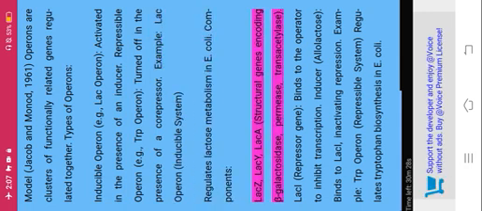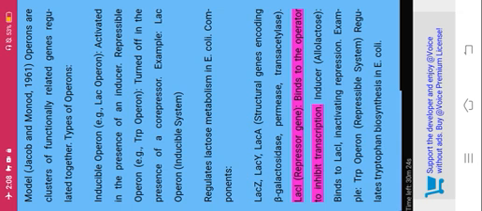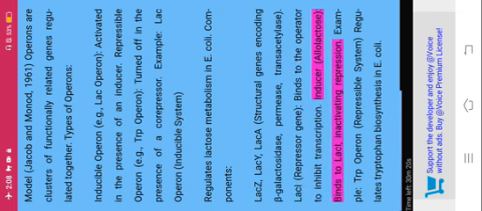Components: lacI, lac structural genes encoding beta-galactosidase, permease, transacetylase. lacI, repressor gene, binds to the operator to inhibit transcription. Inducer, allolactose, binds to LacI, inactivating repression.